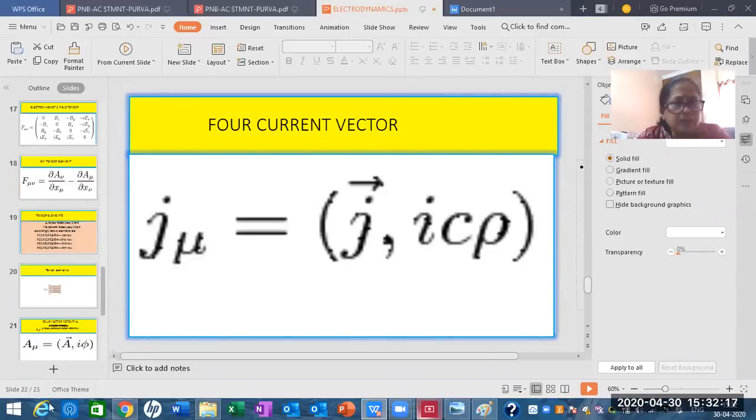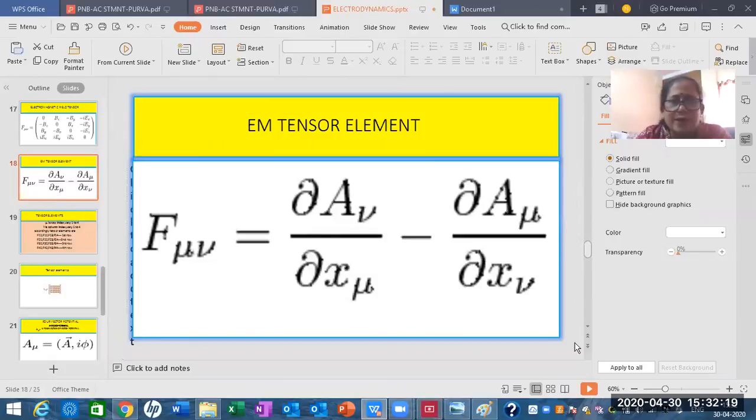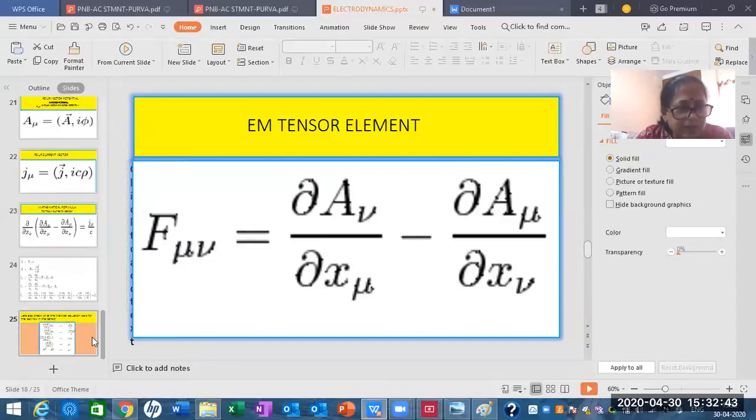So F12 I want to calculate. Mu is 1, nu is 2. So mu is 1 means I'll put here 1 and 1. Nu is 2, so I'll put here 2 and 2. So this is 2 and 1, and this will become the reverse of that, that is 1 and 2. That's what I have written here in this equation.